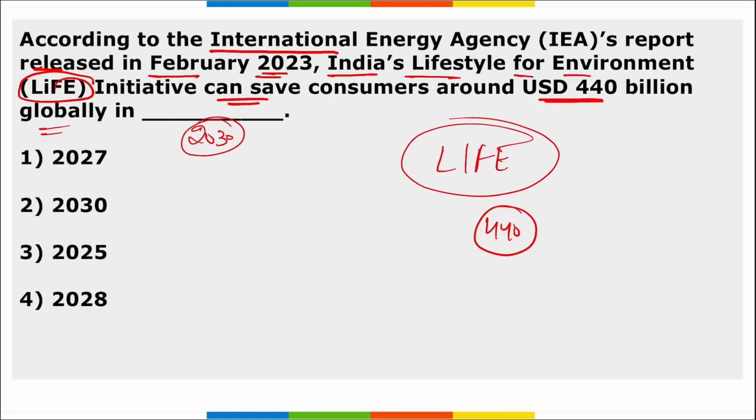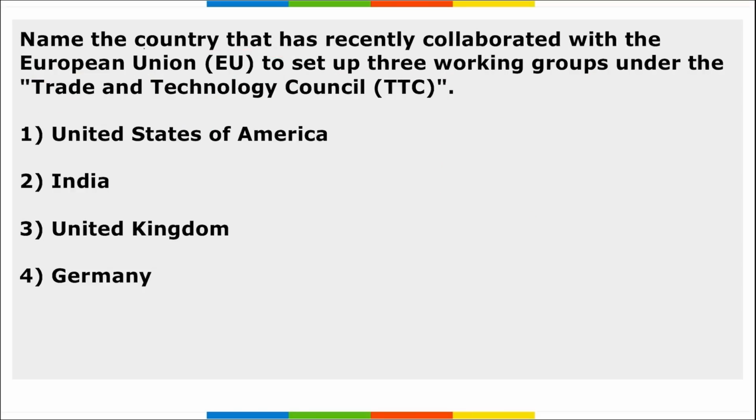Next, name the country that has recently collaborated with the European Union to set up 3 working groups under the Trade and Technology Council. So which country has collaborated with European Union to set up 3 working groups under Trade and Technology Council? It will be your which country? It is your India. All right.